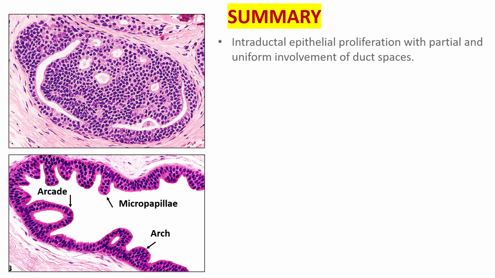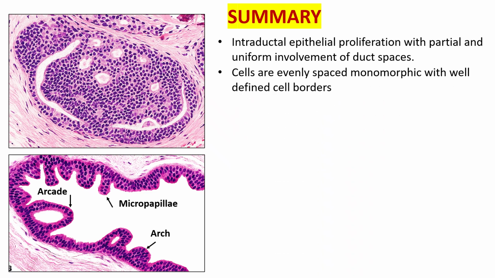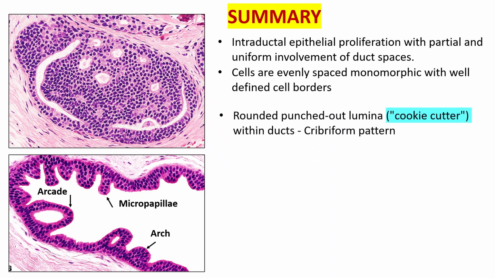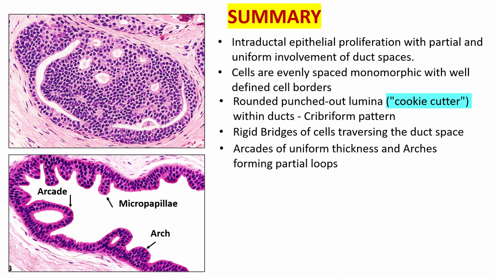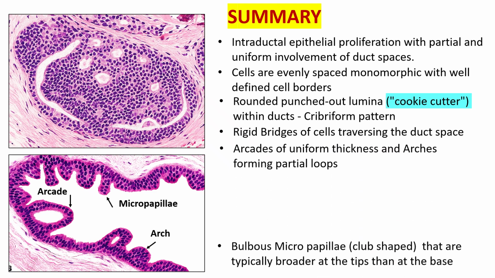Coming to the summary, atypical ductal hyperplasia is intraductal epithelial proliferation with partial and uniform involvement of duct spaces. Here the cells are evenly spaced, monomorphic with well-defined cell borders. There are rounded punched out lumina giving cookie cutter appearance within the ducts, that is known as Cribriform pattern. There are rigid bridges of cells traversing the duct space. Arcades of uniform thickness and arches forming partial loops are seen.